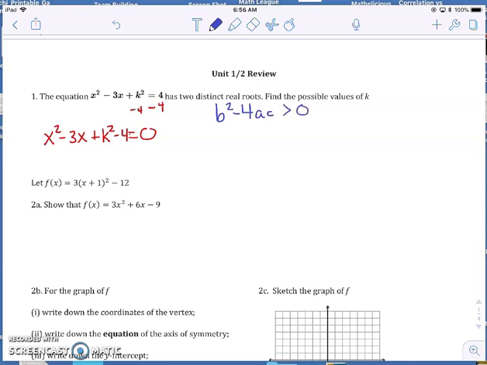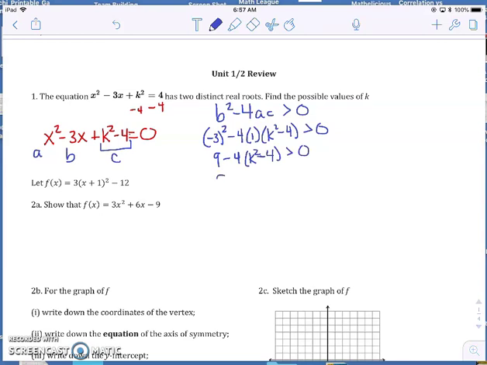So this one is just a little tricky. Our a value is 1, and b is negative 3, and this whole thing is our c value. So we have b squared, so negative 3 squared, minus 4 times 1 times k squared minus 4 has to be greater than 0. So negative 3 squared is 9, minus 4 times k squared minus 4 is greater than 0. So if we keep solving this, 9 minus 4k squared plus 16 is greater than 0. So 25 minus 4k squared is greater than 0.